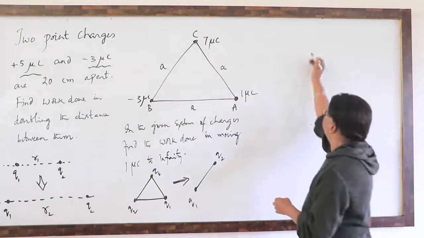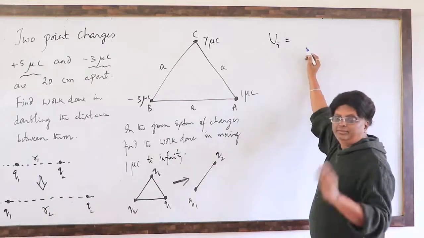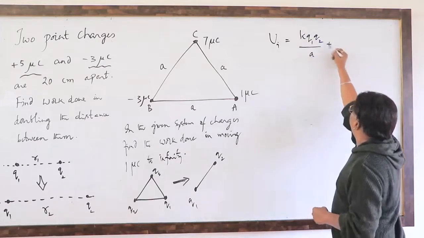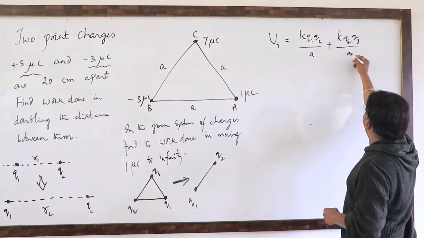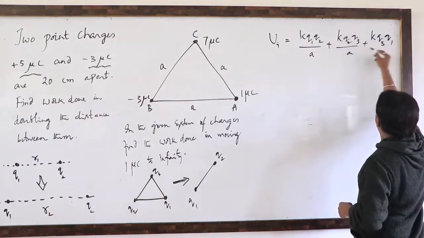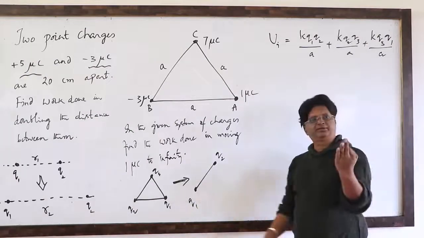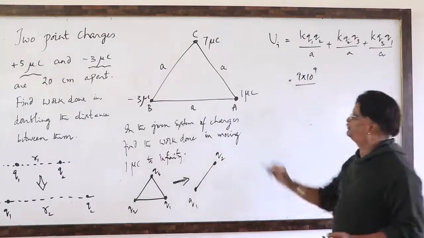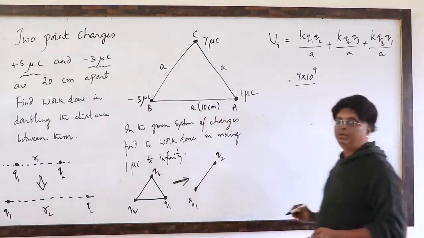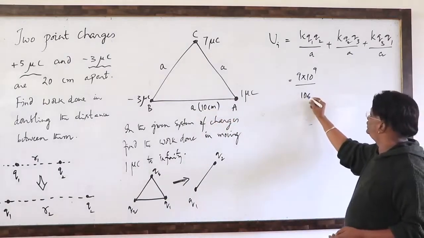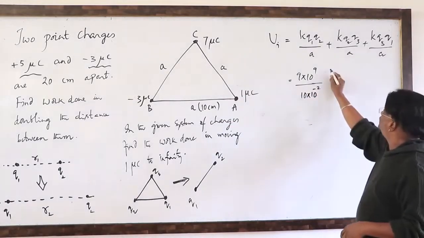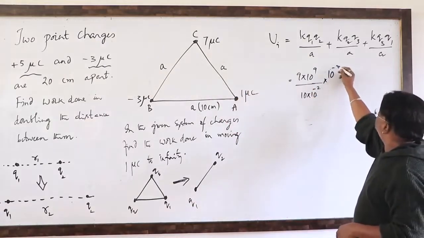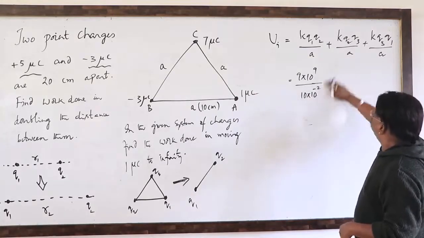The same way, here what we do is, initially what is the energy of the system, which is K Q1 Q2 by A plus K Q2 Q3 by A plus K Q3 Q1 by A. For the 3 charges, 3 pairs here. What is that? 9 into 10 raised 9 is common. A is also given. Suppose I take this as 10 centimeters, that is 10 into 10 raised minus 2. This is common. And Q1, Q2 are all given in micro. Therefore 10 raised minus 12 is also common. This is common. Therefore now what is that?